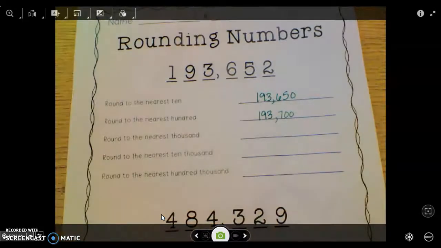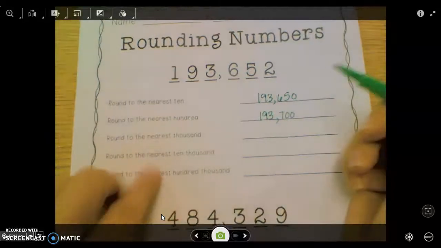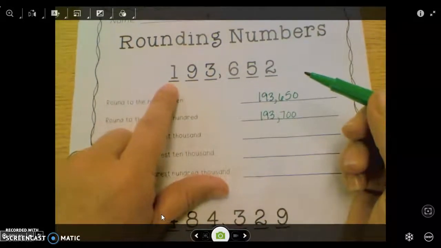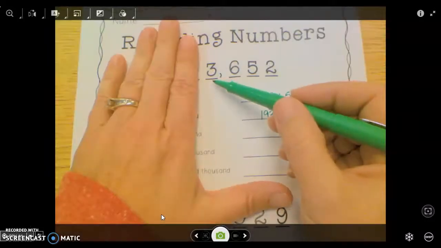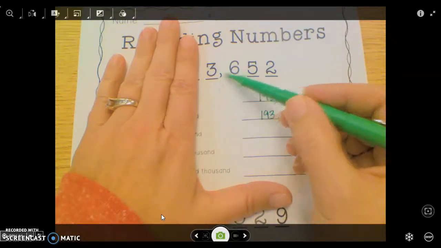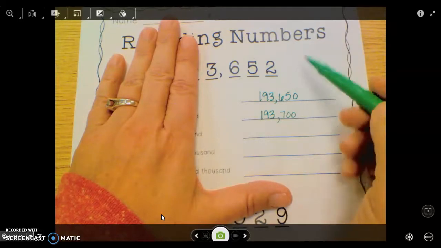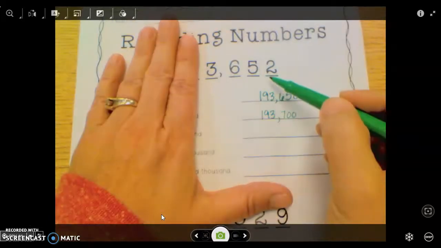Okay, so 193,652 rounds to 193,700. Now I'm going to round to the nearest 1,000. So I know I'm going to include these other digits in my number, but for now I'm going to cover it up. I want to know, is 3,652 closer to the 3,000, or is it closer to the next 1,000, 4,000? I know that 500 is halfway, and I'm past halfway, so I'm going to round it to 4,000.